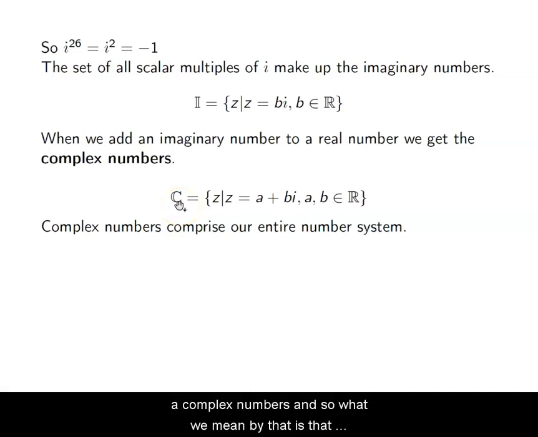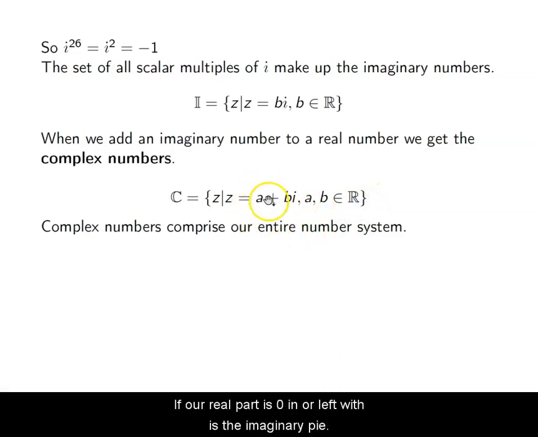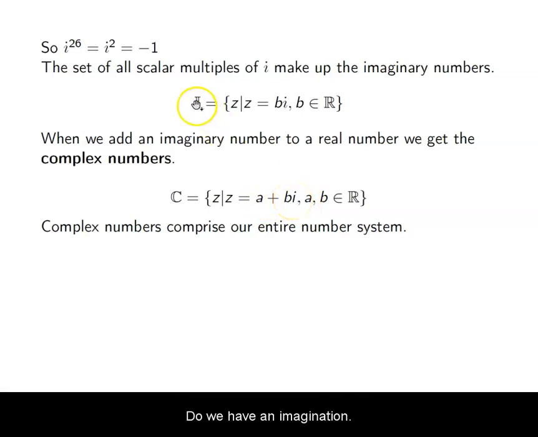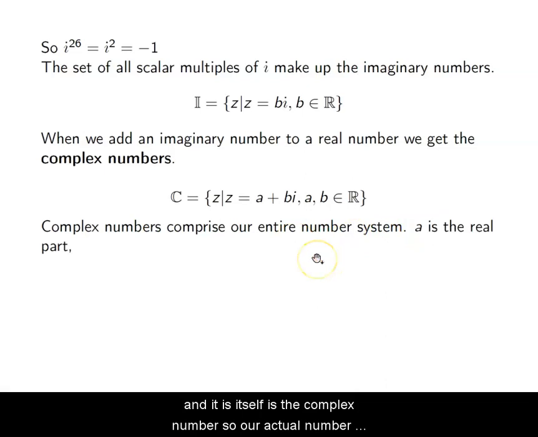Okay, and what we mean by that is that if our imaginary part is 0 and all we're left with is the real part, then we have a real number. In our complex numbers, if our real part is 0 and all we're left with is the imaginary part, then we have an imaginary number. And if we have both a and b present, then it's a complex number. So complex numbers generate all of the real numbers, all of the imaginary numbers, and itself. So our actual number system that we use is the complex number system.